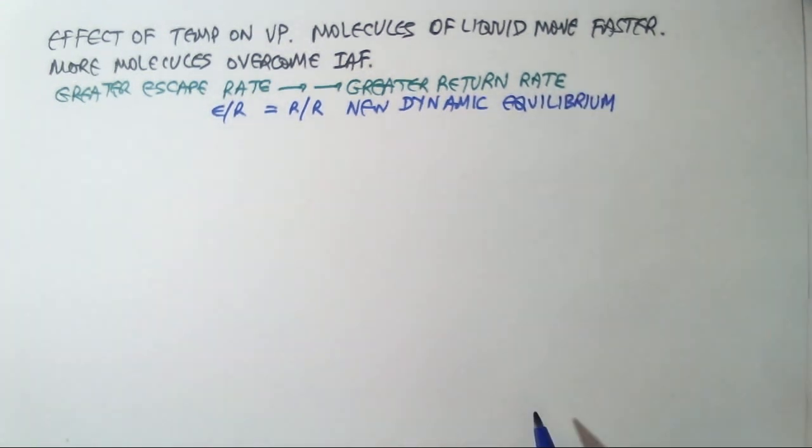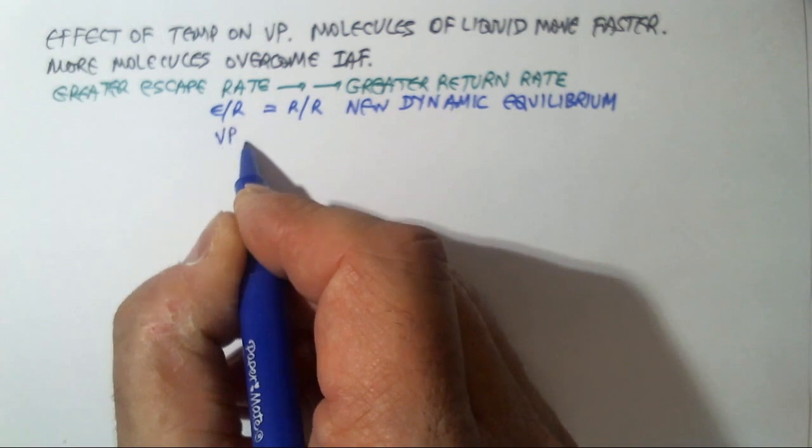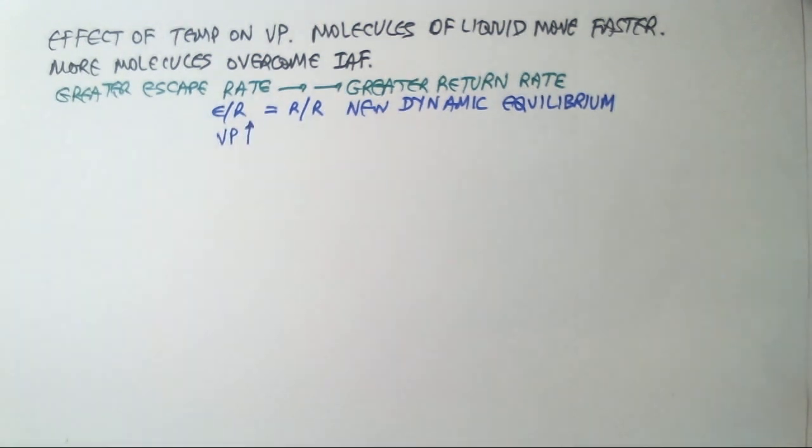If it's a new dynamic equilibrium, well, what's the difference between that and the one we had at lower temperature? Well, the difference is that you've got more vapor. You just have more molecules or more moles in the vapor phase. So if that's true, doesn't it make sense that the vapor pressure would be higher? It depends on the number of moles, so the vapor pressure has increased.